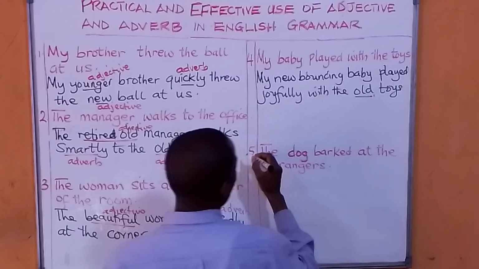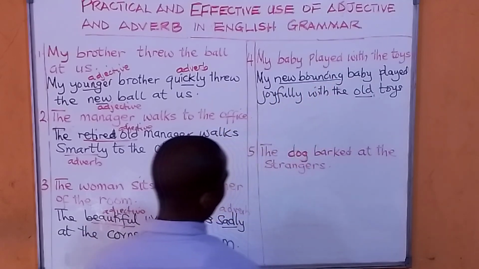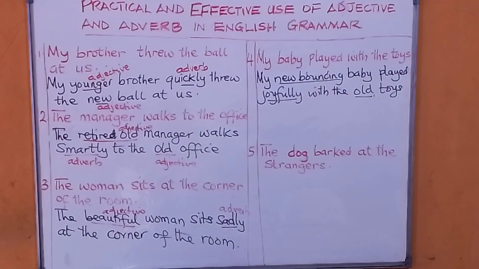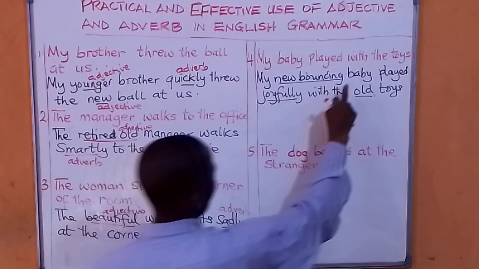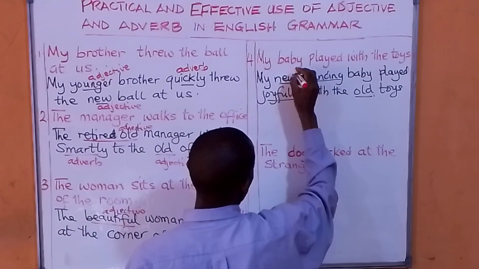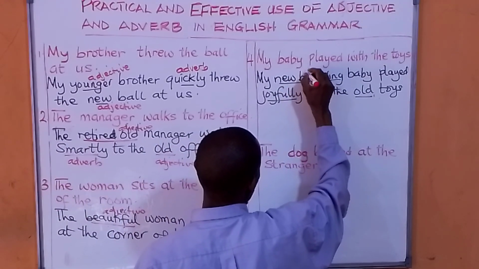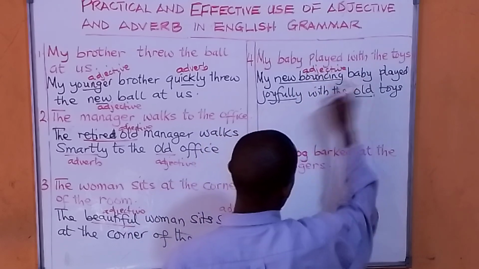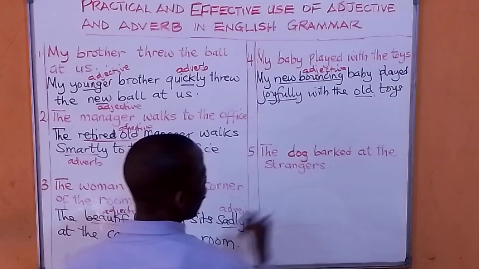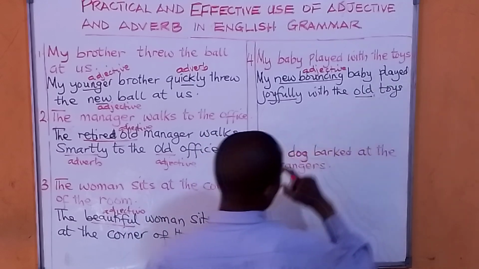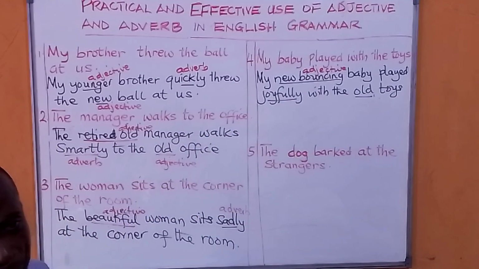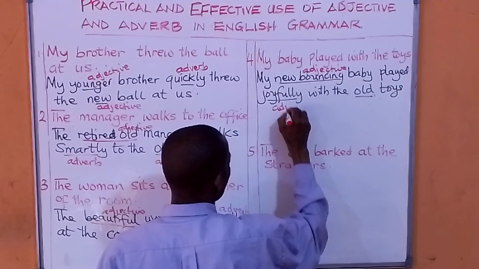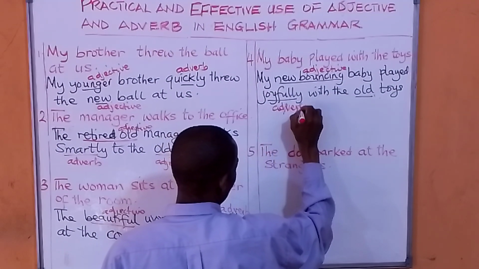Now you see what I have done. Bouncing baby. Played how? Joyfully. You see what I have done there? I have been able to add more information to the baby. What? New bouncing baby. That is an adjective because it's added to the noun baby. Now, how played? But I did not give information about the play. How did the baby play? Joyfully. That is an adverb.